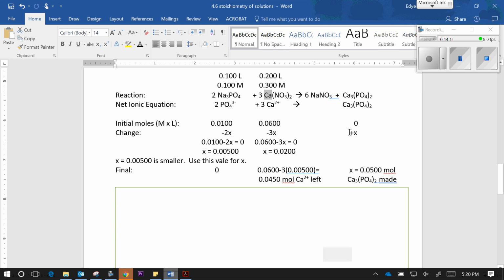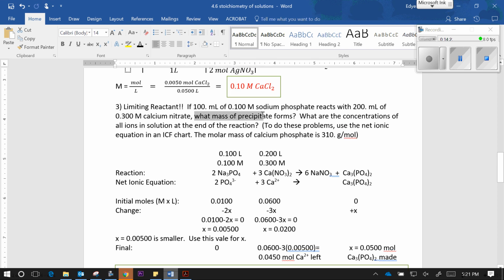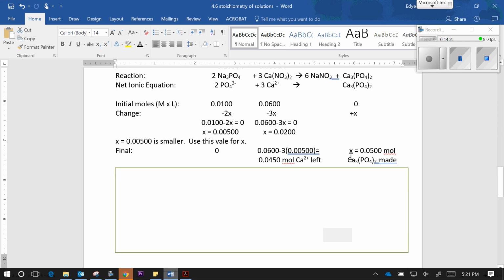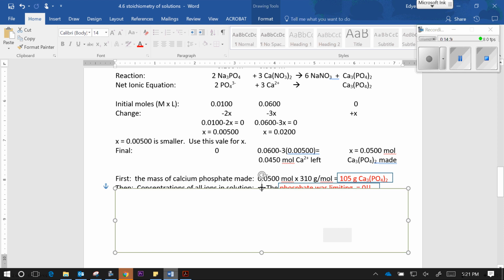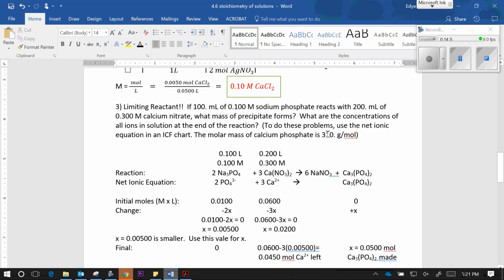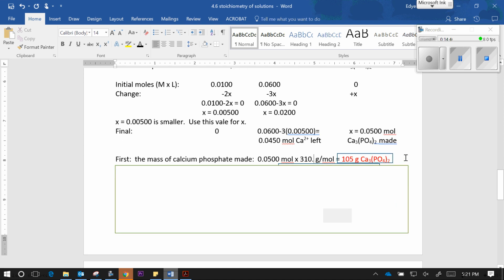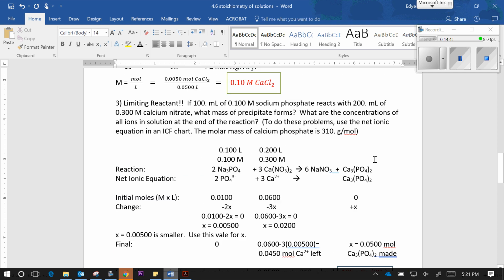On the calcium phosphate, I just have plus x. So I know what x is, I know how many moles of calcium phosphate I have, and now let's go back to what the question asked. What mass of precipitate forms? Well, I know how many moles I made. I can very easily convert that into grams using molar mass. I have 0.050 moles. You were given the molar mass as 310 point. I keep 3 sig figs, and this is my final mass of calcium phosphate made.